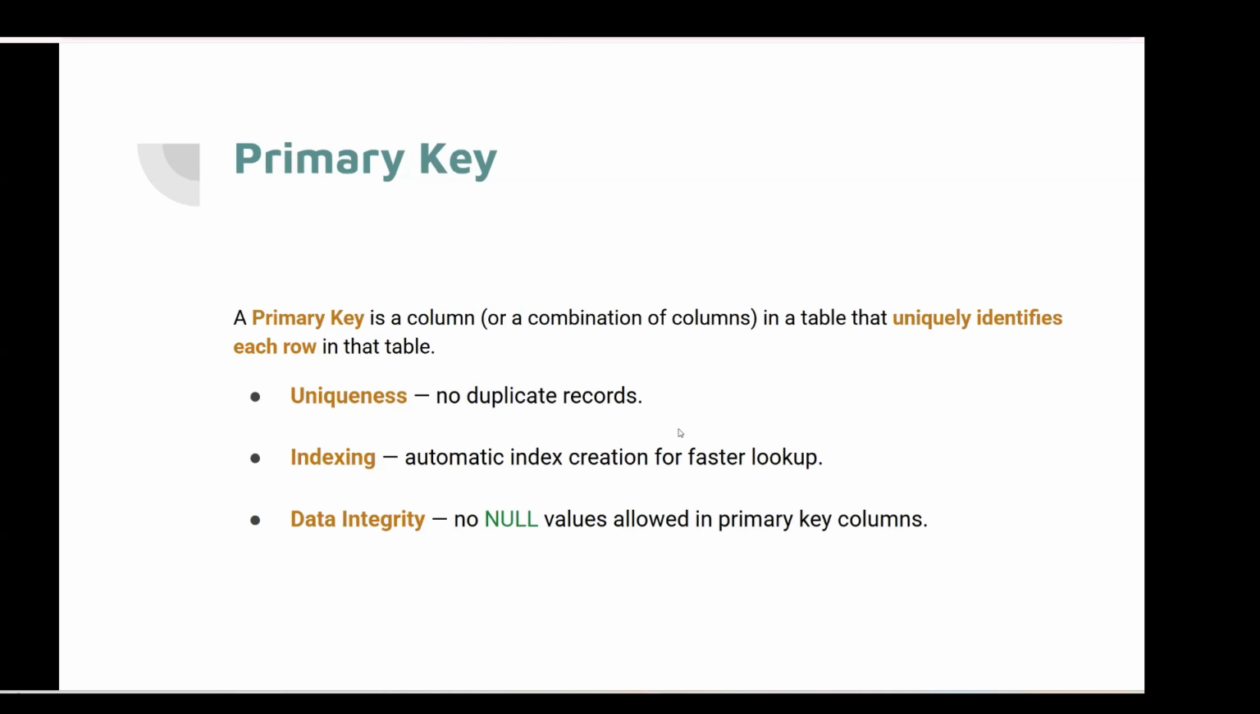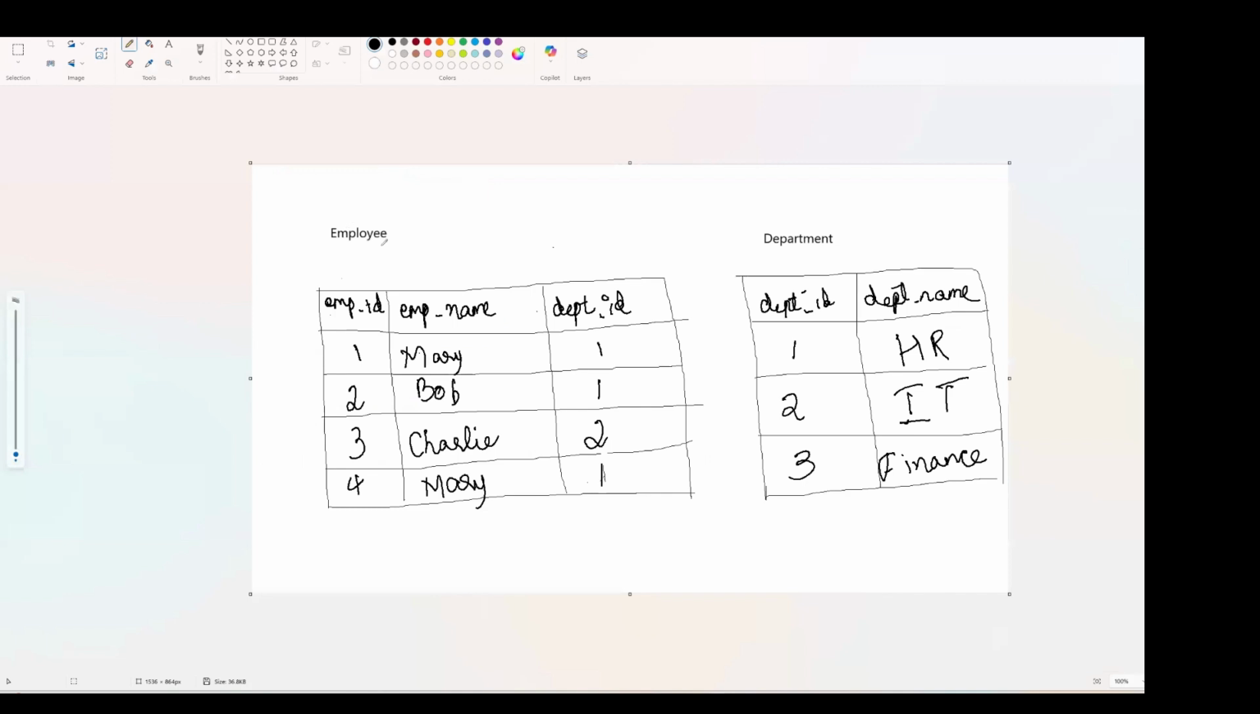So coming to the primary key, I just have one. So we can see this. We have one table called employee. Okay, and employee name. If you see the employee name, Mary, Bob, Charlie, Mary. So we have two people with the same name, Mary, right?